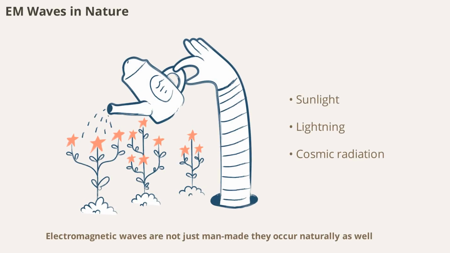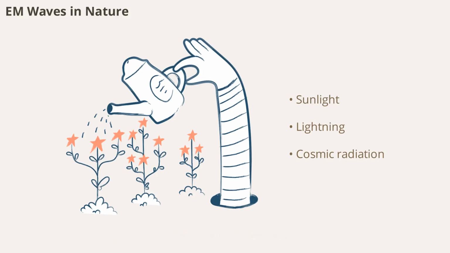Electromagnetic waves are not just man-made, they occur naturally as well. Sunlight, lightning, and cosmic radiation are all examples of natural EM waves. These waves play a vital role in ecosystems, weather patterns, and the overall functioning of our planet. Studying natural EM waves helps us understand the universe and our place within it.